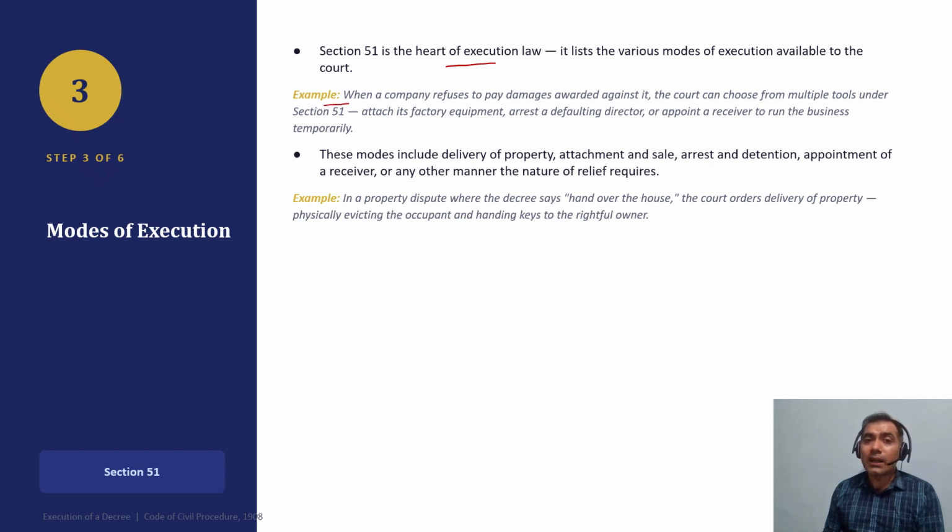Example, when a company refuses to pay damages awarded against it, the court can choose from multiple tools under Section 51. Attach its factory equipment, arrest a defaulting director, appoint a receiver to run the business temporarily. These modes include delivery of property, attachment and sale, arrest and detention, appointment of a receiver, or any other manner the nature of relief requires.